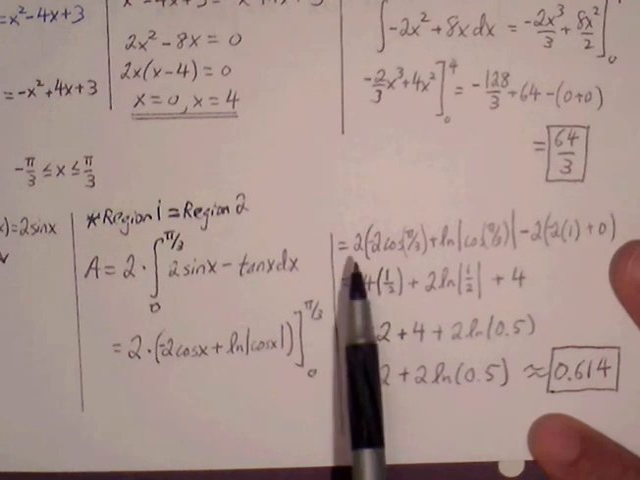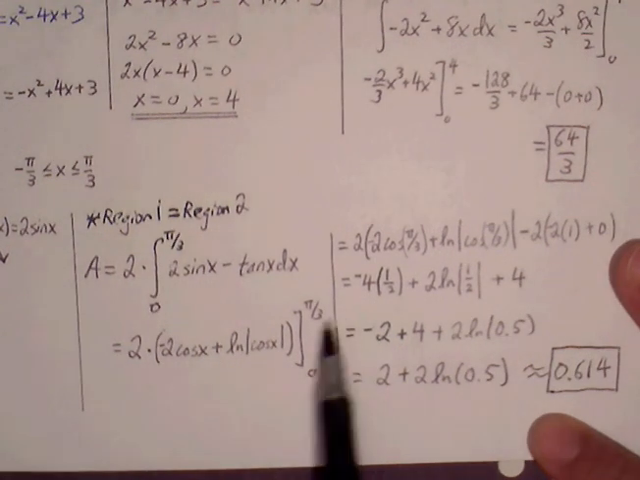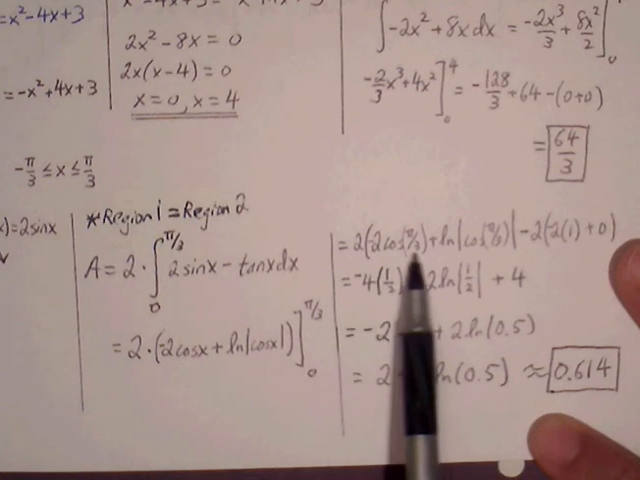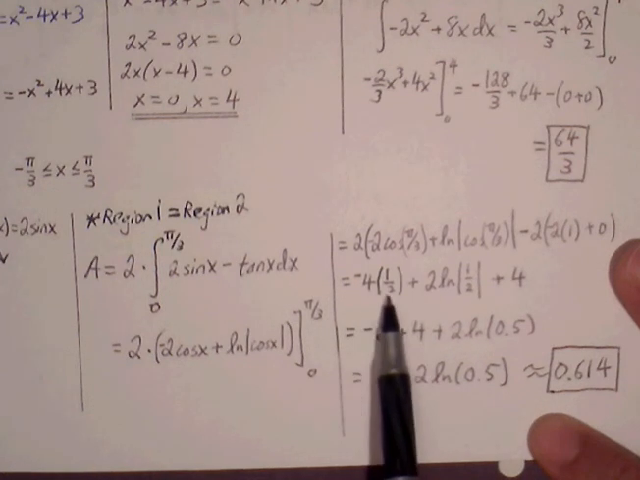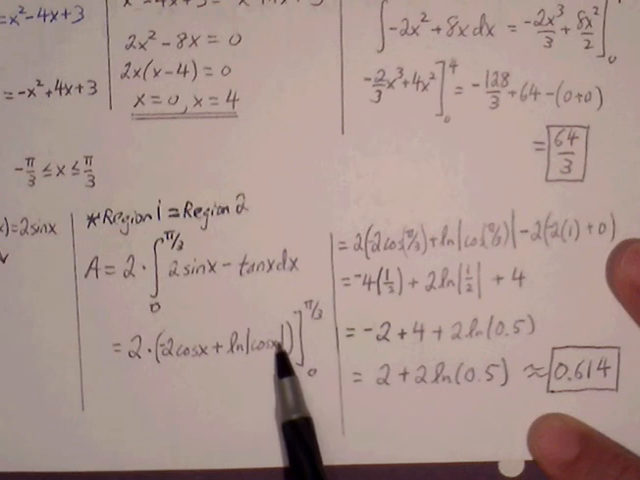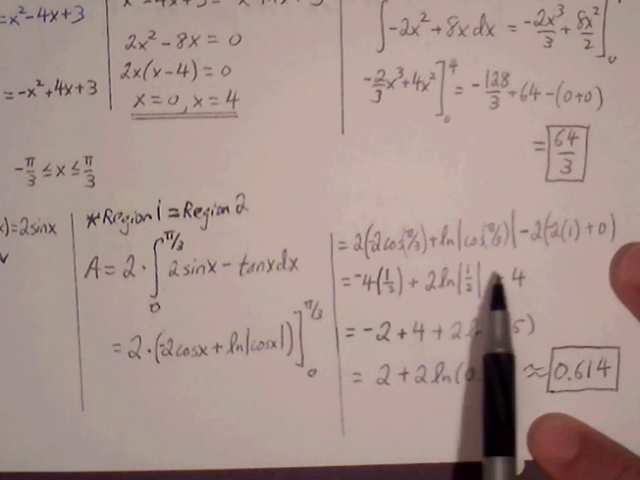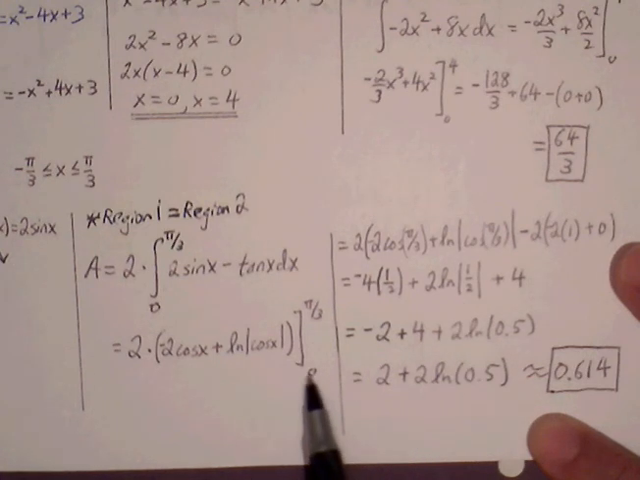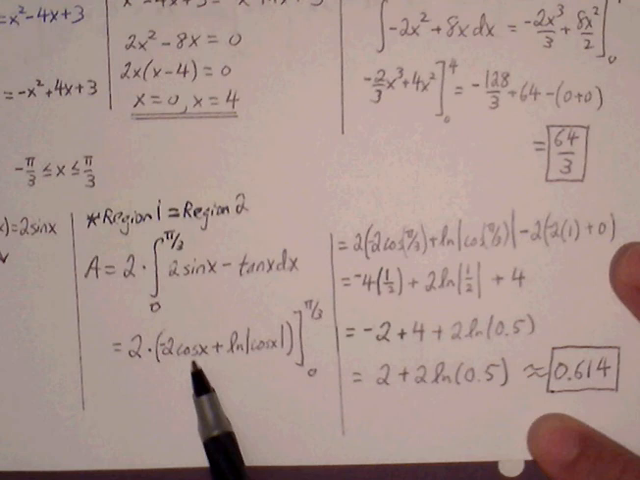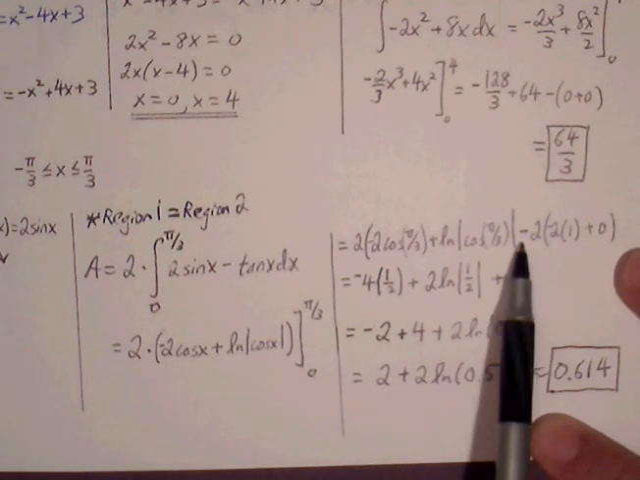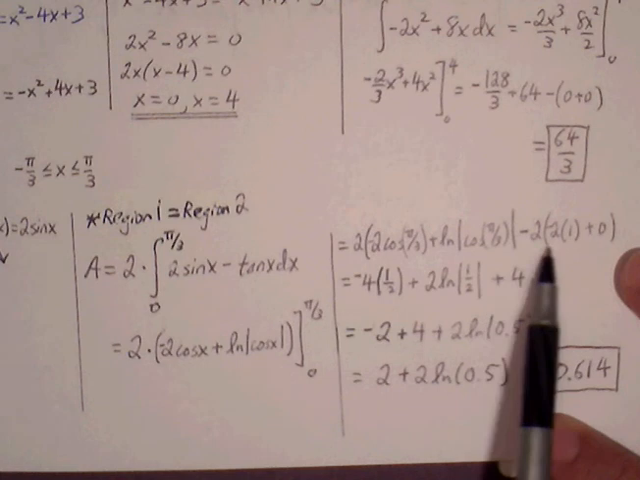So multiply the 2 through here, plug in pi over 3 in for x, so we get negative 4 cosine of pi over 3, which will reduce to 1/2. Pi over 3 in for cosine of x. Cosine of pi over 3 is 1/2, so that'll be down here. And then we plug in the 0. So 0 goes in for x. Cosine of 0 is 1, so 1 times negative 4 will be negative 4. But then there's a negative here, so it becomes positive 4.